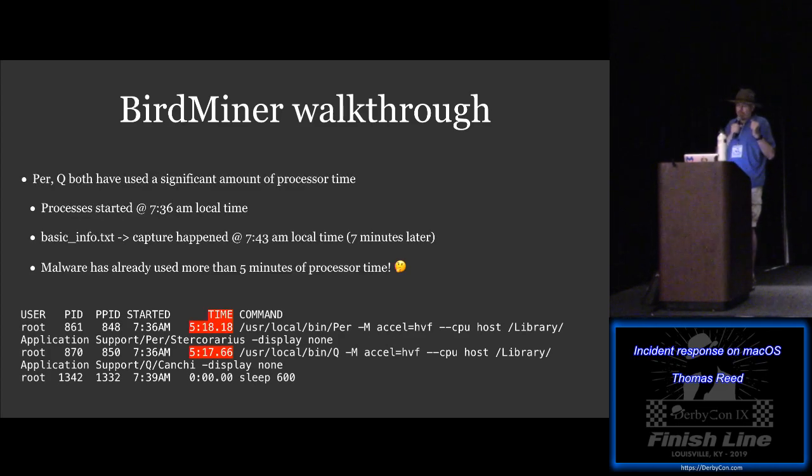If we look at PER and Q, both of those processes seem to be using a significant amount of processor time. In this case, this was just a demo, so it's not like they were sitting there for weeks. They were sitting there for 7 minutes before I did the data collection. And in that 7 minutes, they each were using about 5 minutes and almost 20 seconds worth of processor time.